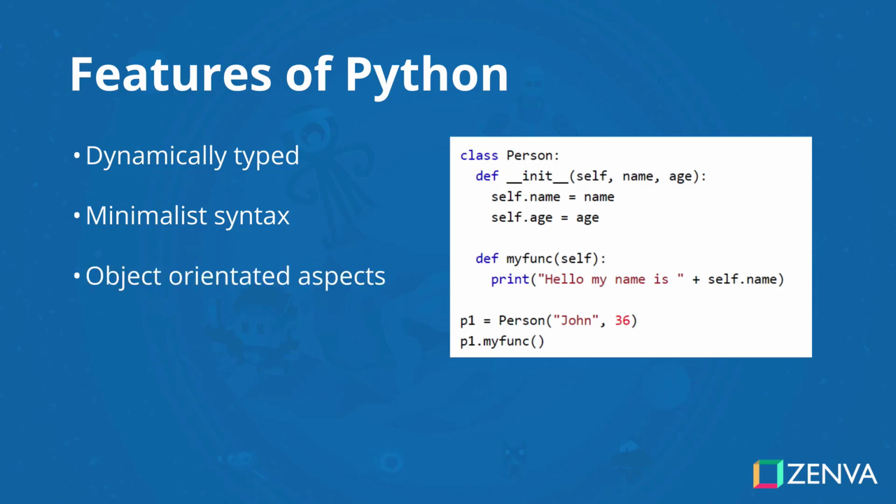Also, Python features object-oriented aspects. Again, we'll dive into exactly what this means in some upcoming tutorials, but for now, just know that this means it's really easy to model real-life entities with state and behavior using the Python language.